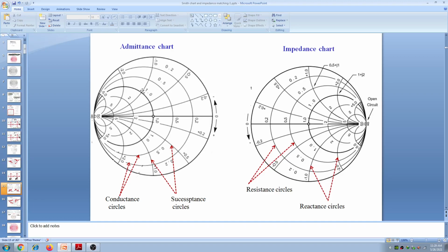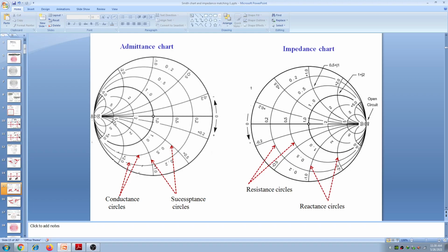This is a susceptance circle. What is the value of this circle? It is minus 1. For every value of b there is a circle like this, and its value is written outside the circle. As you move over this susceptance circle, the value of b remains the same, that is minus 1. This is the minus 0.5 circle, and this is the minus 0.2 circle.